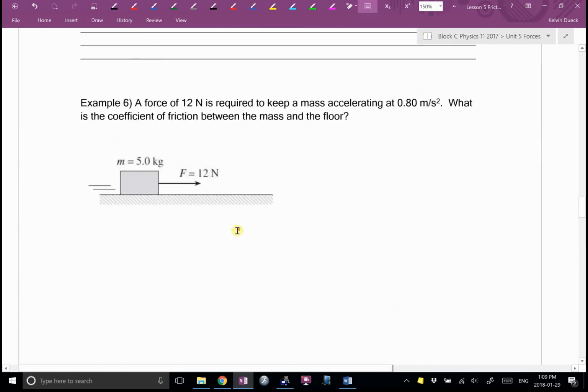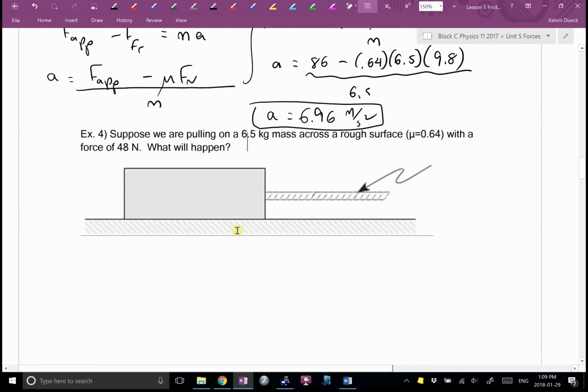A couple more and we're done, and I got some cool videos for you, too. Okay. Suppose that we were pulling on a 6.5 kilogram mass across a rough surface with a force of, I'm going to change this, I just think there's a typo, where it says 48 newtons. Can you scribble that out? Can you make it 34 newtons? What will happen?